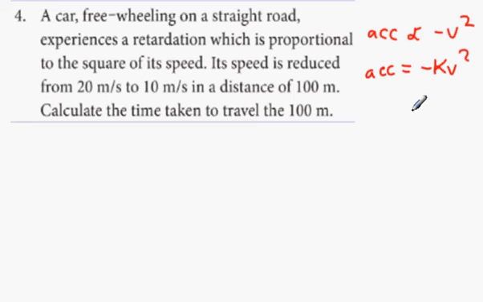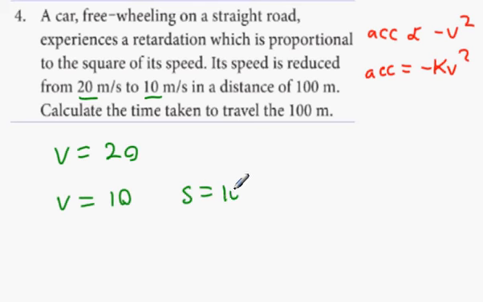Now, what we gotta do next is figure out what sort of limits we're using. So we have velocities: v equals 20, v equals 10. We know when v equals 10, s equals 100. But when v is 20, we know s is 0. So that's what we're starting off to work with.